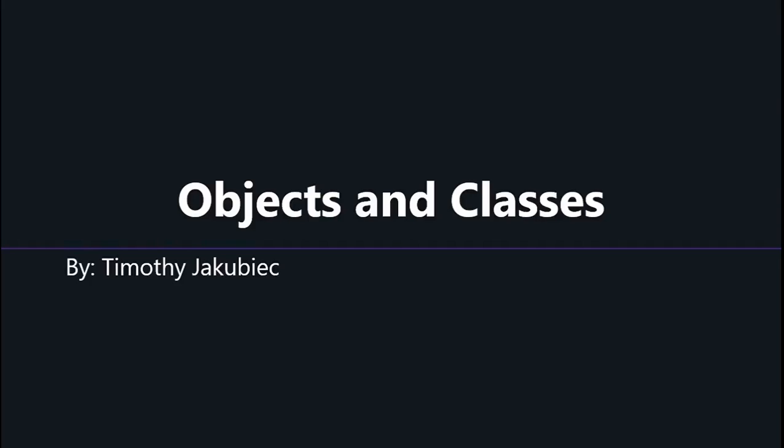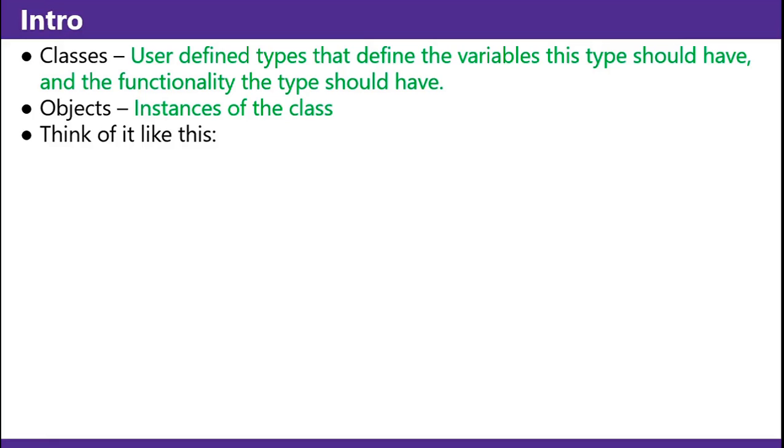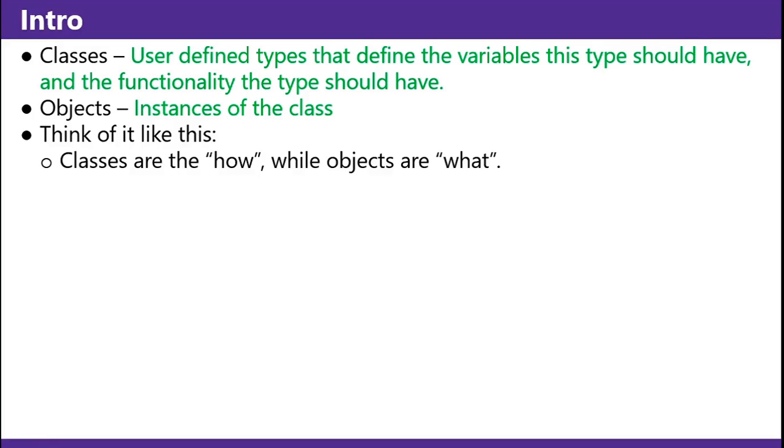This is a video about objects and classes. A class is a user-defined type that defines the variables this type should have and the functionality the type should have. Objects are instances of the class. Think of it like this: classes are how, while objects are what.